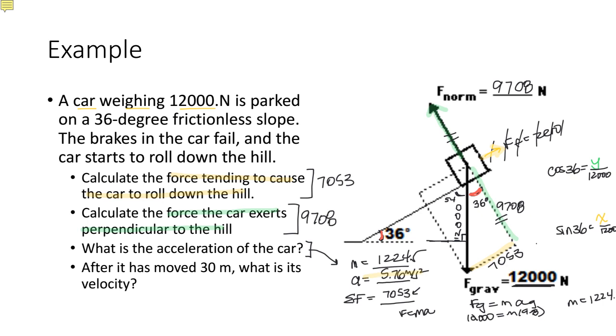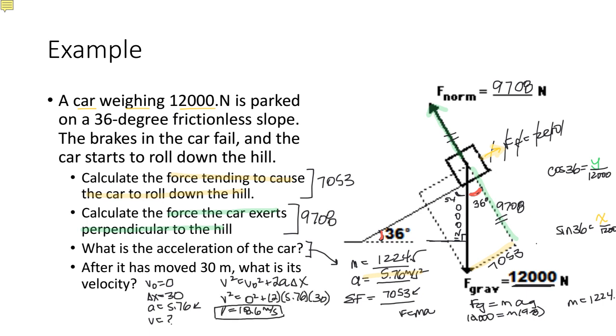So next it says, after it's moved 30 meters, what's its velocity? This looks like a kinematics problem to me. We know it's starting at rest at the top of the hill. We know it's traveling 30 meters. We know it's accelerating at 5.76 down the hill. What would its velocity be at the end? We can fill that in by saying v squared equals v naught squared plus 2a delta x. I did a calculation and I got an answer of 18.6 meters per second. So that's going to be its velocity at the bottom of the hill.